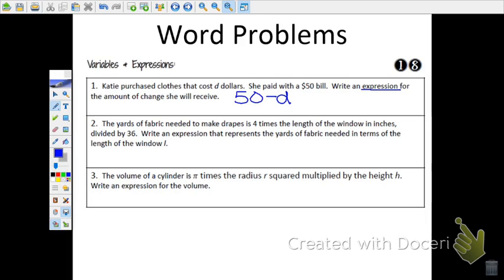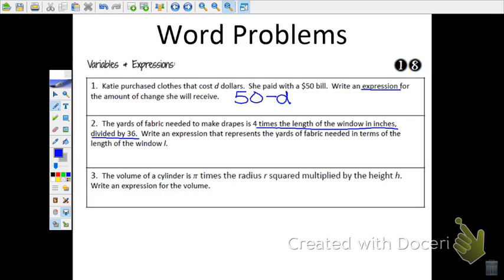Number 2 says the yards of fabric needed to make drapes is 4 times the length of the window in inches divided by 36. Write an expression that represents the yards of fabric needed in terms of the length of the window L. So they're telling us to use the variable L. We just need to write an expression, and they're giving us the words.